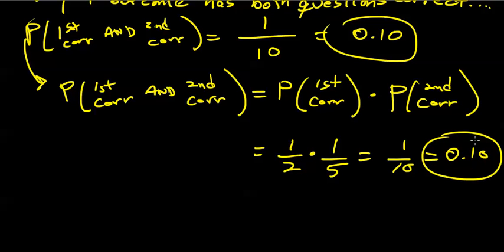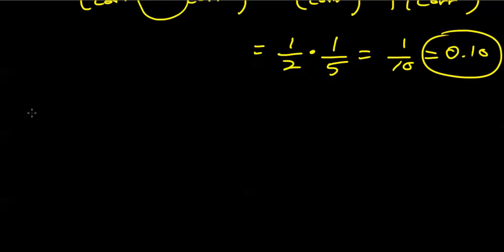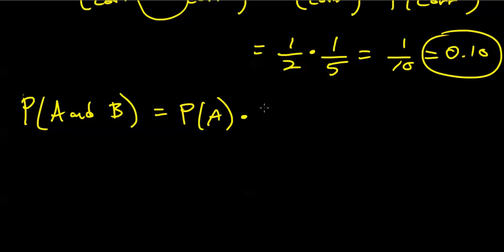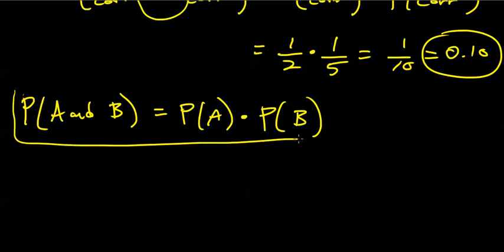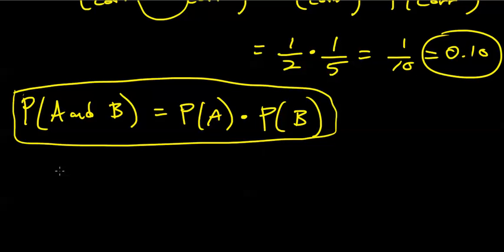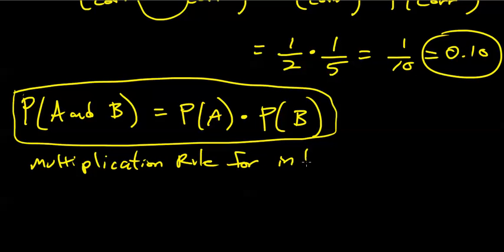This suggests a rule for AND-type probabilities, or probabilities of AND-type events. Let me claim this. The probability of event A and event B equals the simple product of the probabilities of the two events. This is my multiplication rule for independent events. Let me write that down. Multiplication rule for independent events.